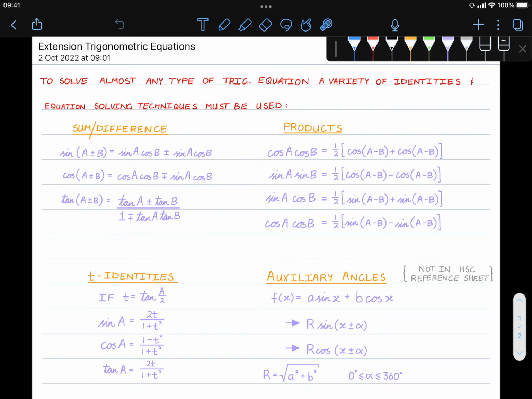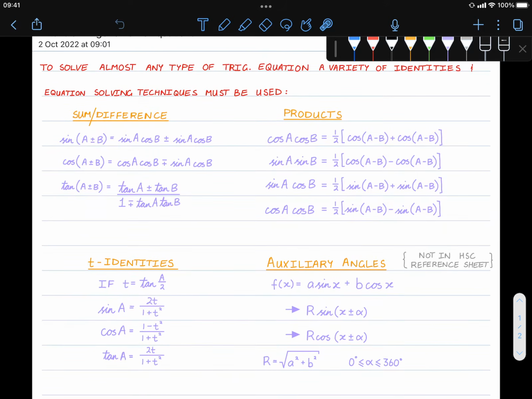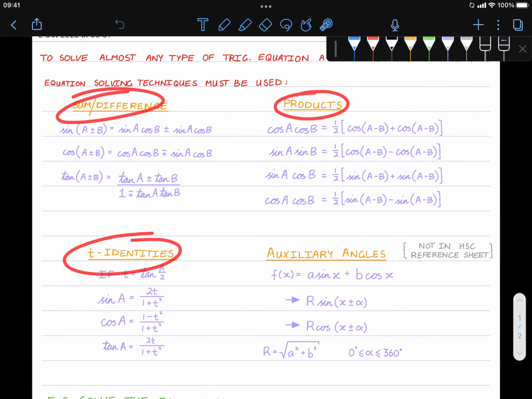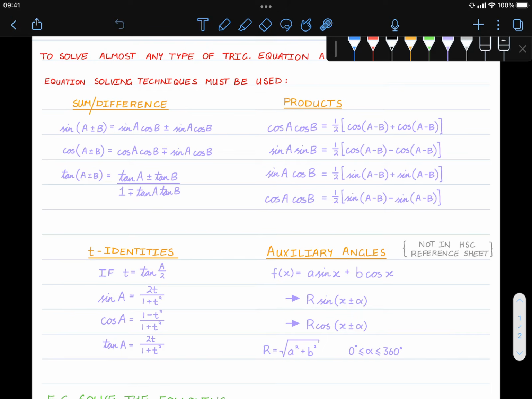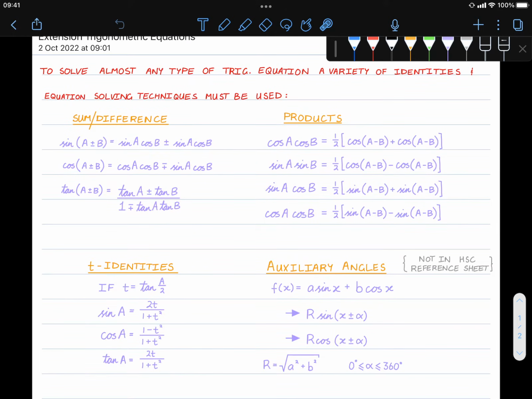To solve almost any type of trig equation, a variety of identities and equation solving techniques must be used. So I've given a quick summary here of the different identities that we'll be using. These three circled can be found on the HSC reference sheet, whereas auxiliary angles will not be found on the HSC reference sheets. Regardless, I'm going to demonstrate to you here how you might use a variety of these to solve a variety of trig equations.